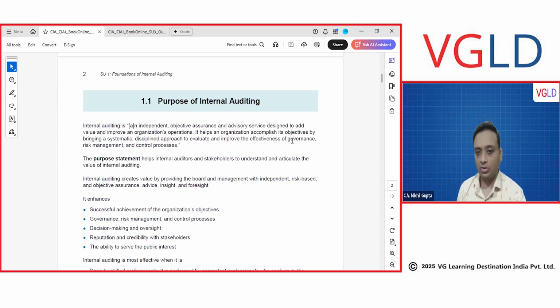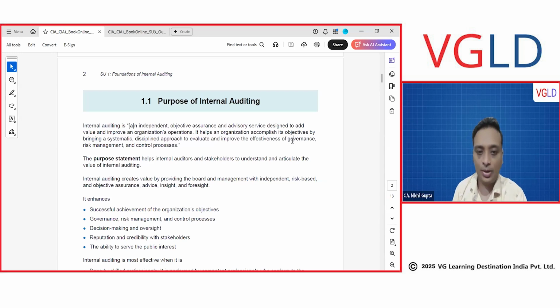That, as a board of the company, we have to appoint an internal auditor. Regulatory requirement is something which is mandatory for them, but obviously their willingness to conduct this internal audit is also very important. And the purpose statement really helps the stakeholders to understand and articulate the value of internal auditing.